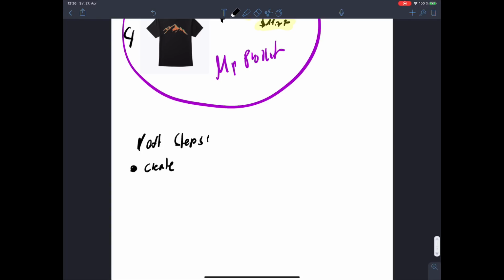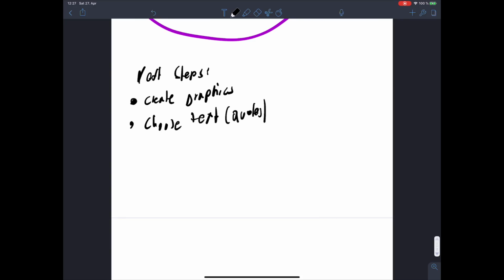So next steps would be to create graphics for the t-shirts, and maybe choose some cool text or some cool quotes. So choose text, in parentheses, let's say quotes that I'd like to display. Well, let's just say that these are my next steps, and this is something maybe for the next video. So let's close it at that.